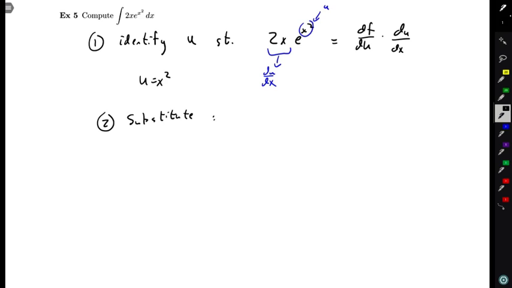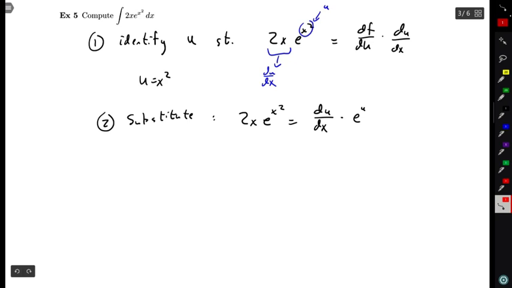So here, if I let u be x squared, then I recognize that 2x e to the x squared is du dx, that accounts for my 2x, times e to the u. And now what I want to do is think about, well, what is e to the u the derivative of? Well, e to the u is the derivative of e to the u.